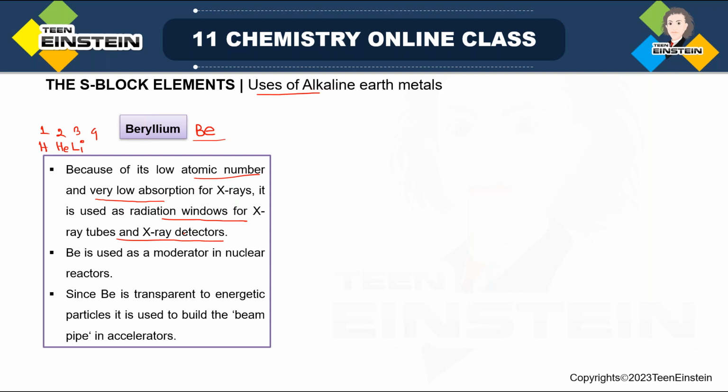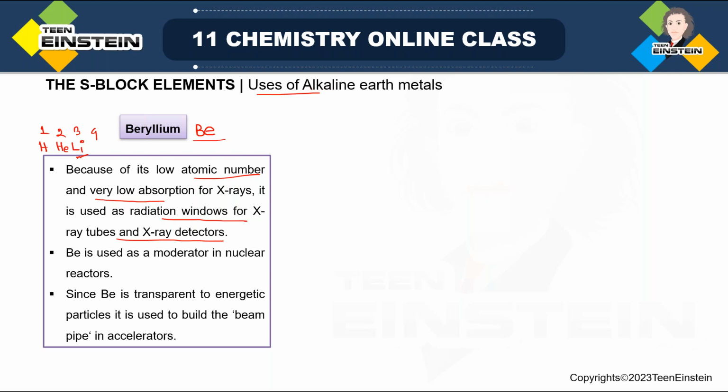Why is it possible with beryllium? Because of its low atomic number. Now you can think, then why not lithium? Because it is even lower. It has 3 electrons. Beryllium has 4 electrons. Then why not lithium? Why not hydrogen? Actually, hydrogen and helium are too low. They are gaseous in nature. It is difficult to handle. So let's forget about them.